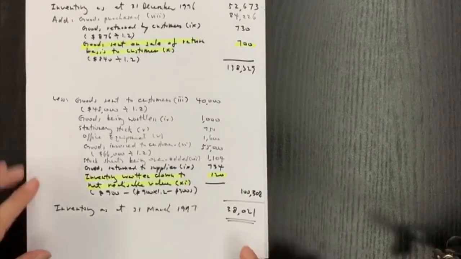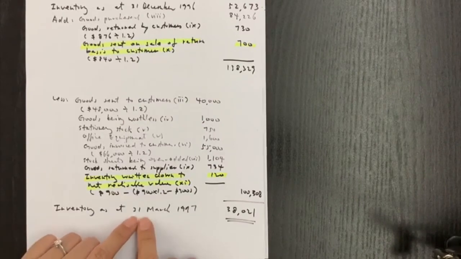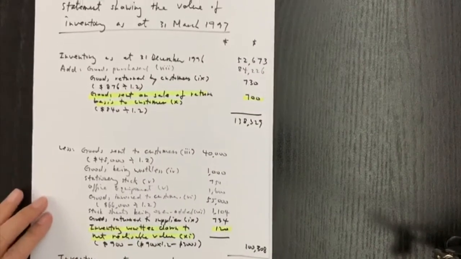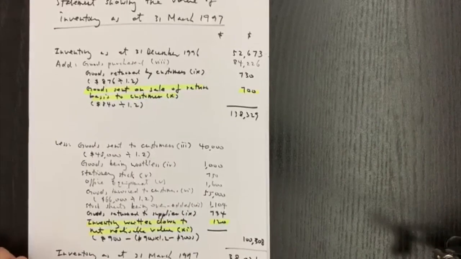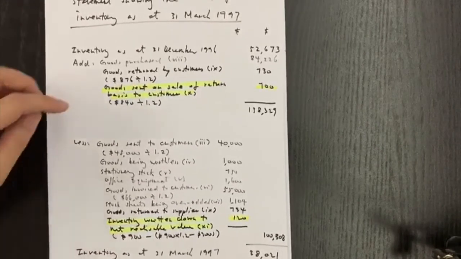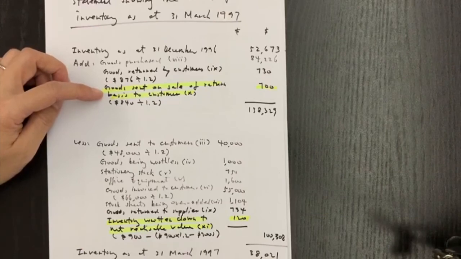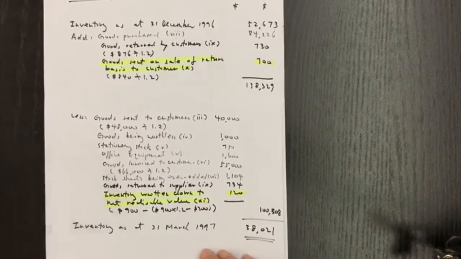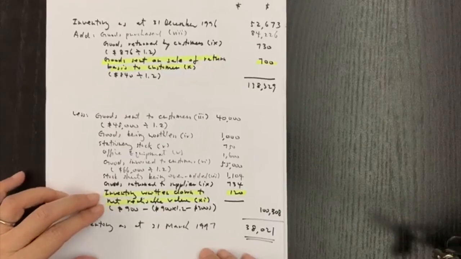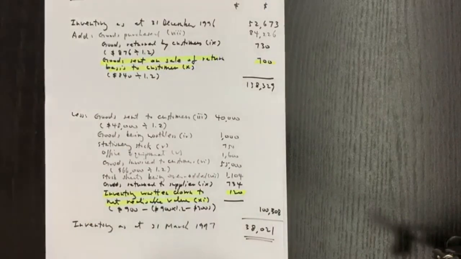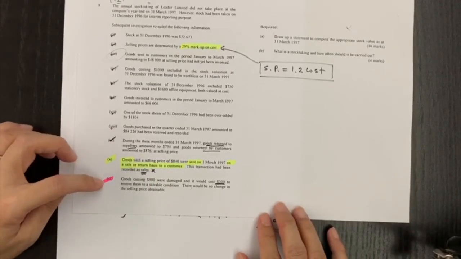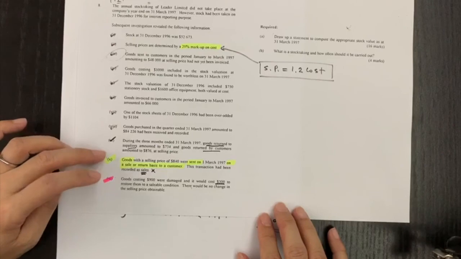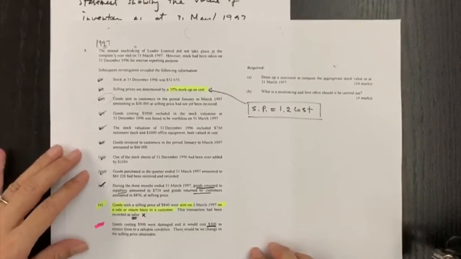So the closing inventory as at this date after all adjustments should be 38,021. This is a statement showing how we update the value of inventory at financial year end. We have these two special points: one is goods sent on sale or return basis, and one is inventory written down to net realizable value because of the prudence concept. The final two points, point number 10 and point number 11, are the most special and important points in this question.